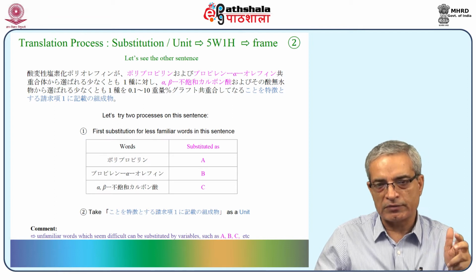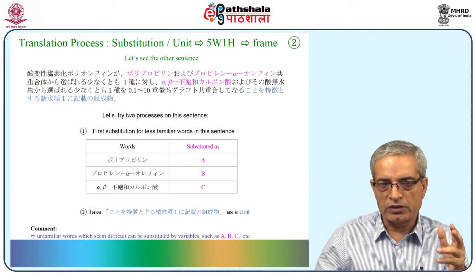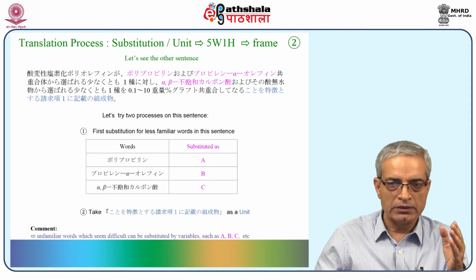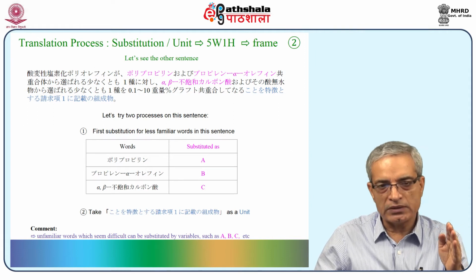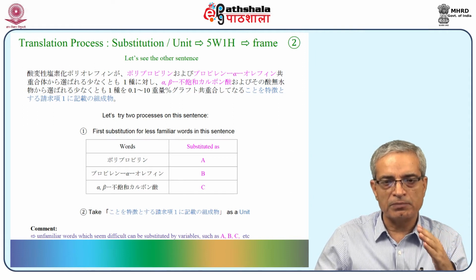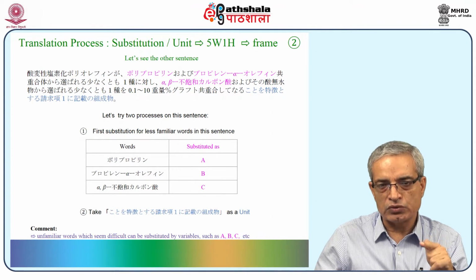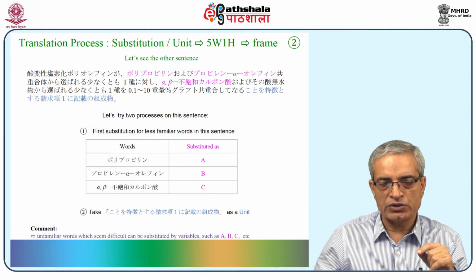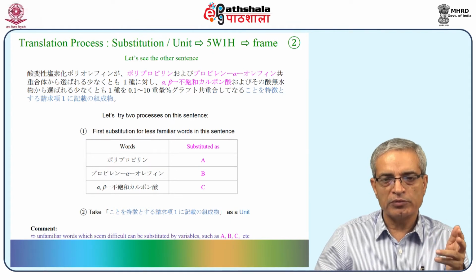Once you get used to some of the expressions or some of the words, it won't trouble you so much. For example, 0.1 to 10 weight percent graft copolymerization. That is actually copolymerization and graft copolymerization. So basically it is polymerization.